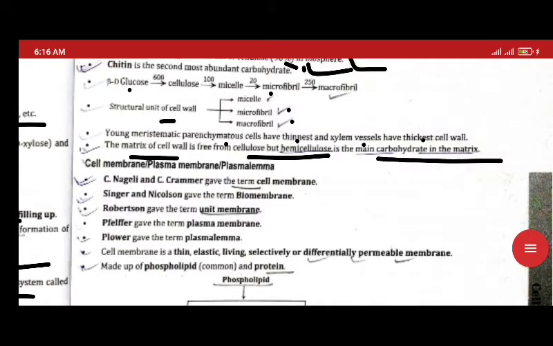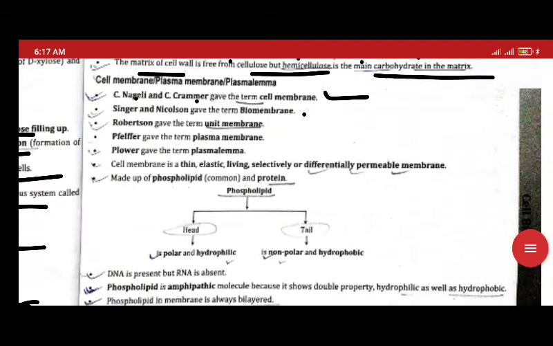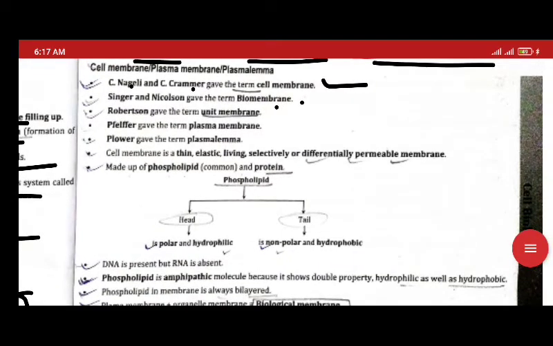Now the cell membrane or plasma membrane was so named by Nageli and Kramer, so you should remember this. Singer and Nicolson gave the term biomembrane. Robertson gave the term unit membrane for the cell membrane. Pfeffer gave the term plasma membrane, Plowe gave plasmalemma. So remember P for P.